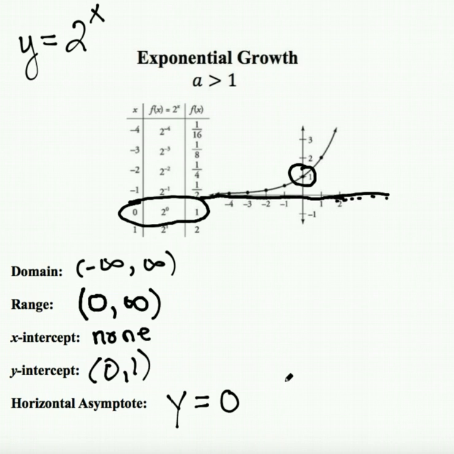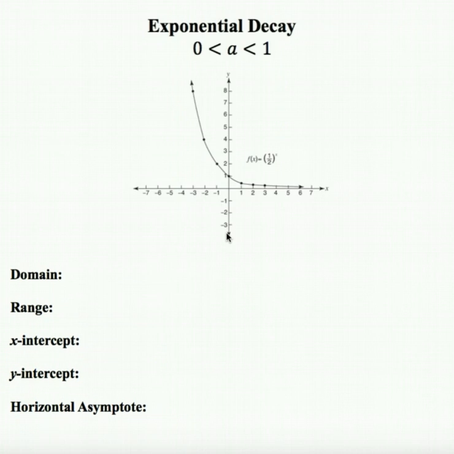Next, we're going to talk about exponential decay, and you're going to see the relationship between the two. Here's a graph of exponential decay. You're going to have exponential decay when your a is between 0 and 1, so a decimal or a fraction. The example we're using is y equals 1/2 to the x. So my a is definitely between 0 and 1.